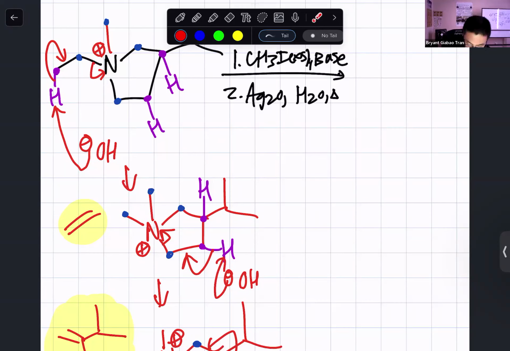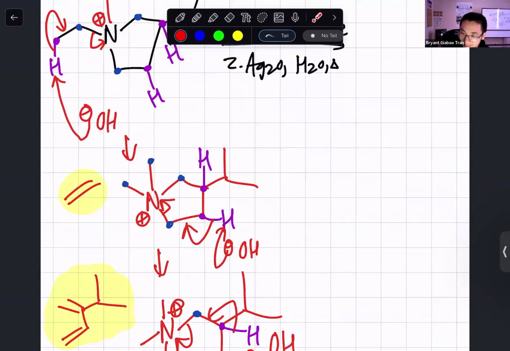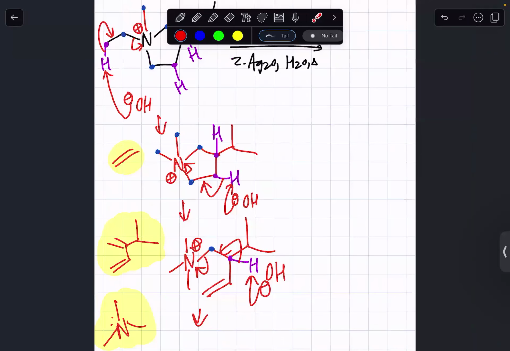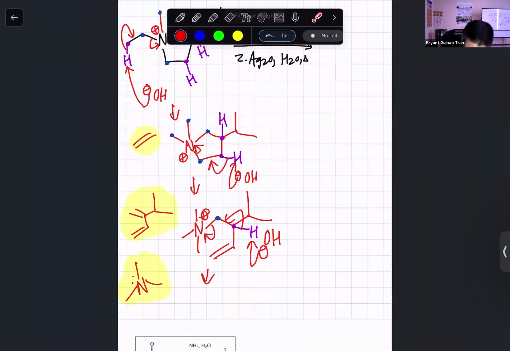I'm not drawing the whole mechanism here, just to save you guys time on the exam and predict the product quickly. Okay, cool. Thank you. Right, because we want to get to this point right here of the trimethylamine. Okay, so that's Hofmann elimination.